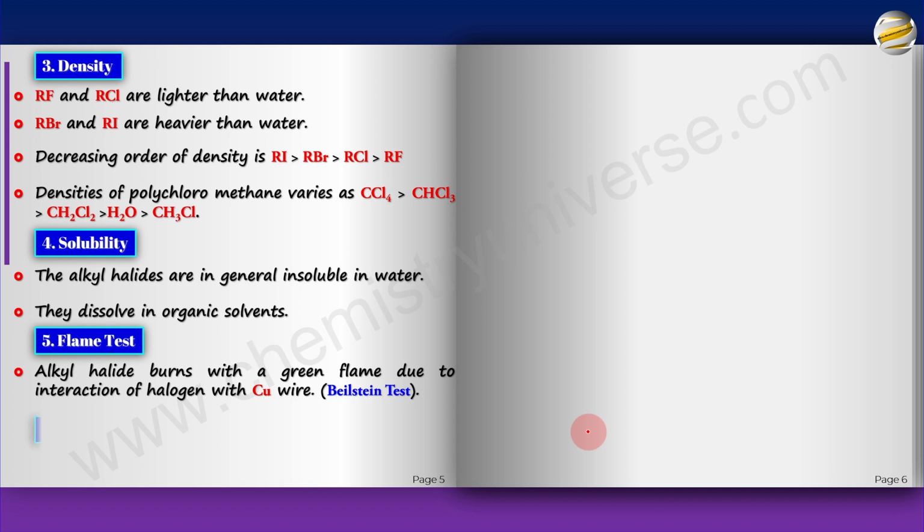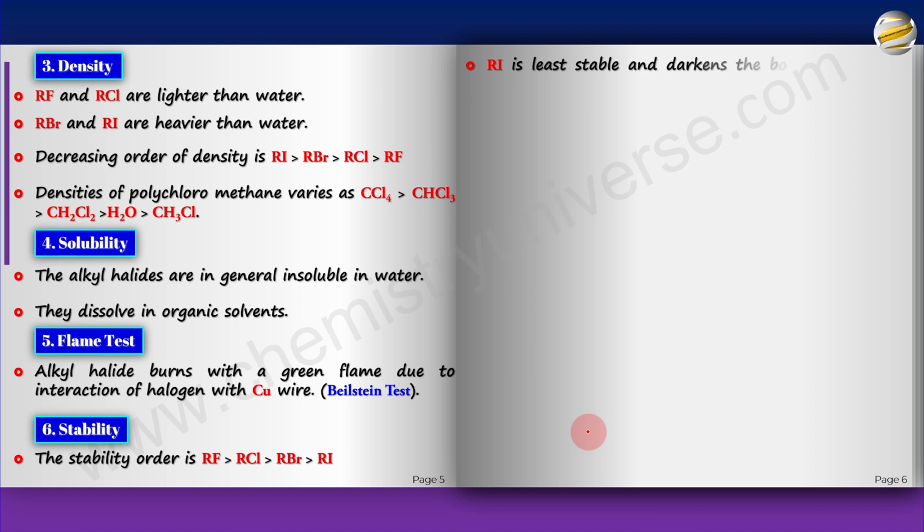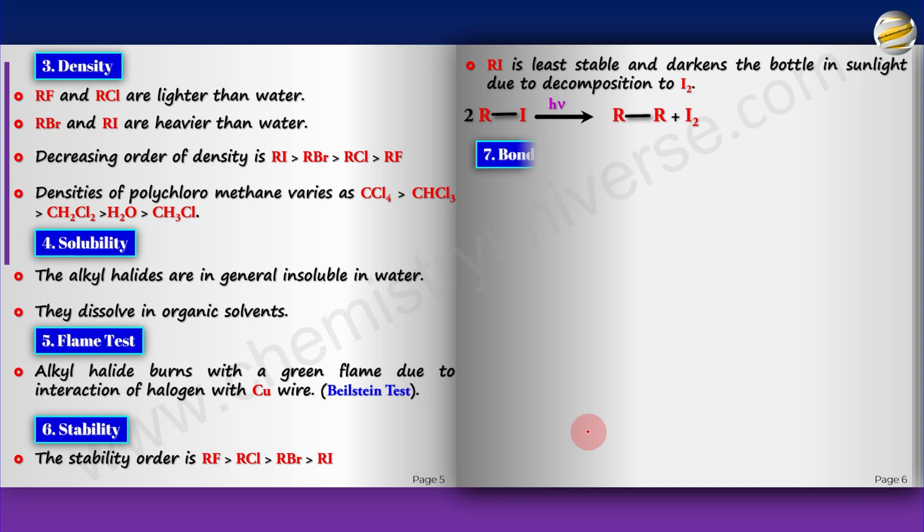Then you have stability. Now, when I say stability, I'm talking about stability of carbon halogen bond, and this would be, of course, RF, RCl, RBr, RI because of the bond length. And RI is so unstable that it ends up decomposing, giving iodine gas. So basically, iodine vapors are produced, which darken the bottle in which they are produced. And bond length, we've already discussed. F to I bond length will increase.